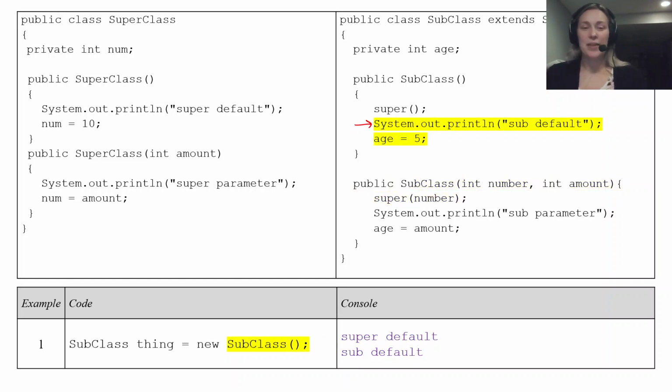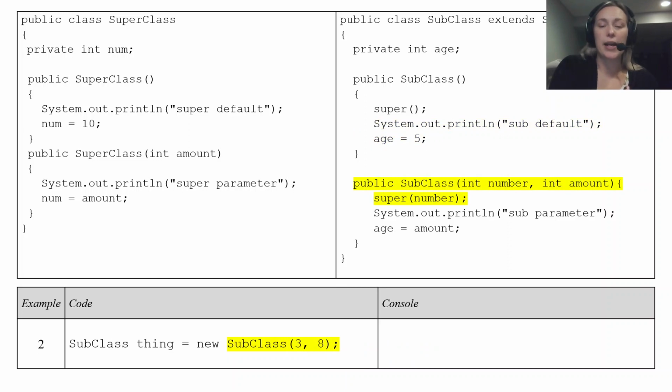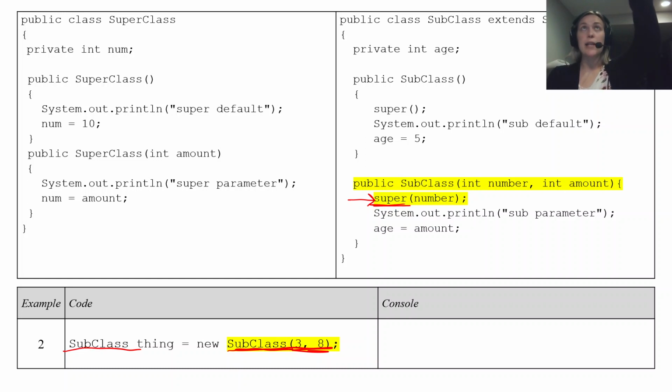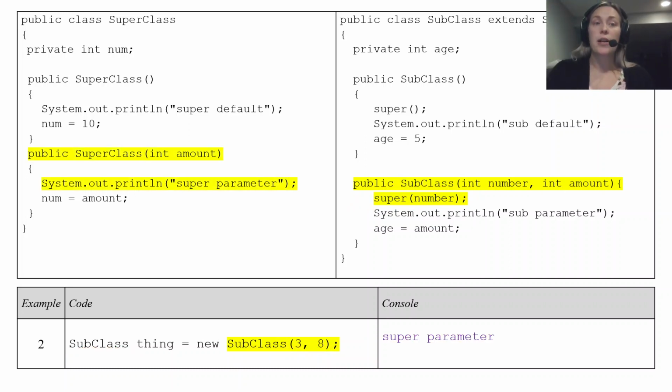This next one, in this example, I kind of skipped over, but it says subclass thing equals new subclass, and I use the parameter constructor. So I go to the parameter constructor of my subclass that accepts 2 integers. I have my first line, I have a call to the super parameter constructor. So again, super is the keyword, it goes 1 above it, and it looks for that single parameter constructor. It's going to find it and print off super parameter.